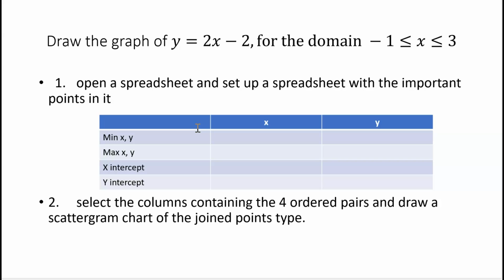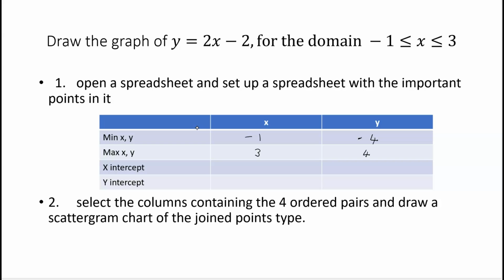Y equals 2x minus 2, and we want to use the domain, that means the independent variables, the x variables, from -1 to 3. So our minimum x value is going to be -1 and our maximum x value is going to be 3. And if we put -1 into the rule, then we're going to get -4, sorry. And if we put 3 in, we're going to get 4.